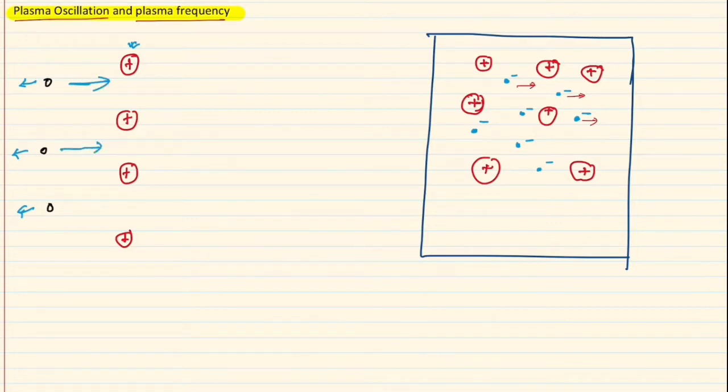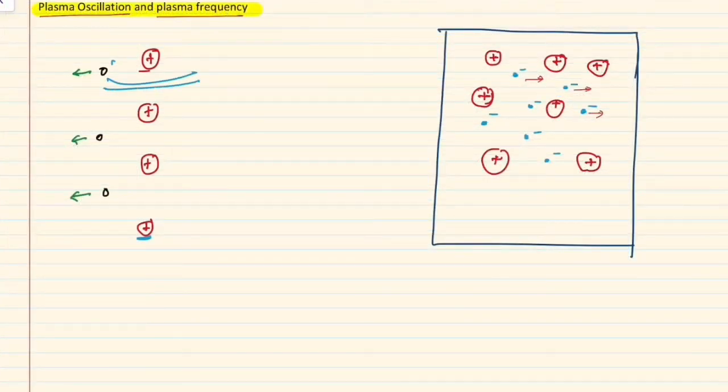and due to inertia they will swing through the positive charge. Then again they will pull back to their original position, and this phenomenon continues, and that's how oscillations occur. Okay. Now let me show you how. And the frequency of this oscillation of electrons is called plasma frequency.